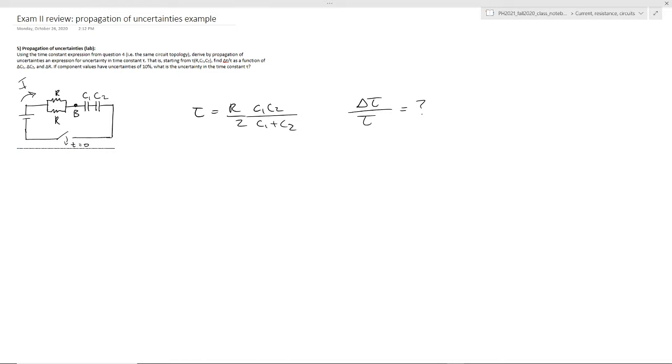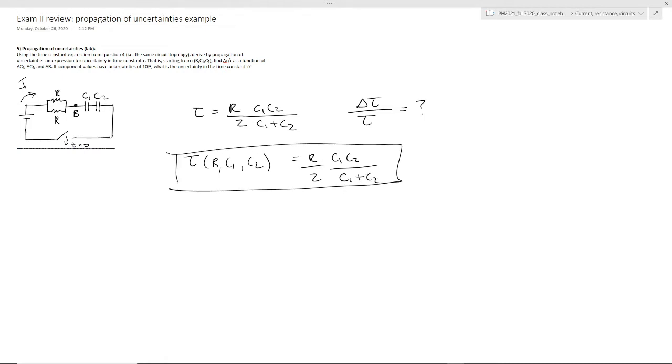So think of this as our function, tau as a function of R, C1, C2 equals that thing. And so the first thing that we want to do is take partial derivatives of that with respect to each of the constituents. So d tau dR, we would just pick up a factor. R would go away.